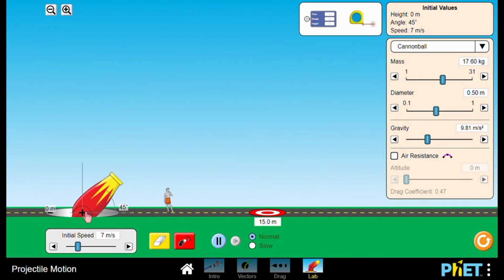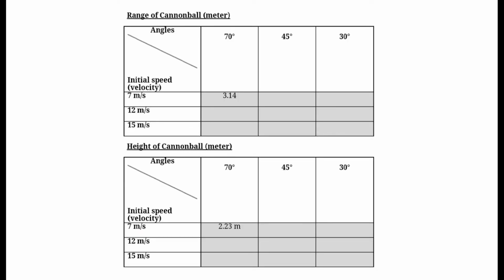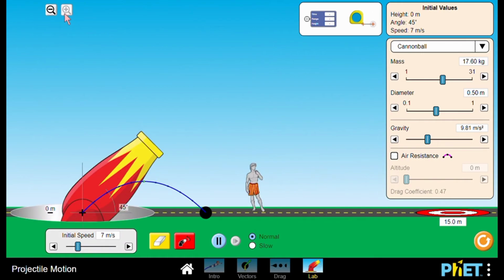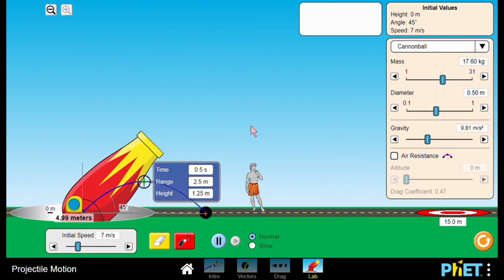Moving to the initial speed and angle, the numbers will be changed in accordance with the data here. As an example, we will set the initial speed at 7 meter per second at 45 degrees. Then you will measure the range and height using the provided tools right here. As you can see, the range of the cannonball is 4.99 meters and the height is 1.25 meters. So here is what the result looks like.